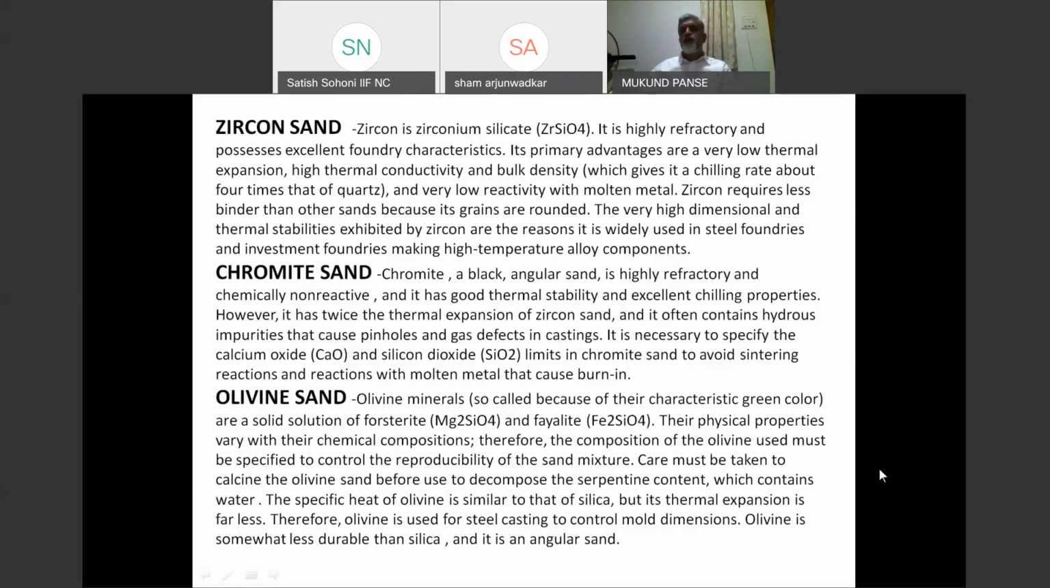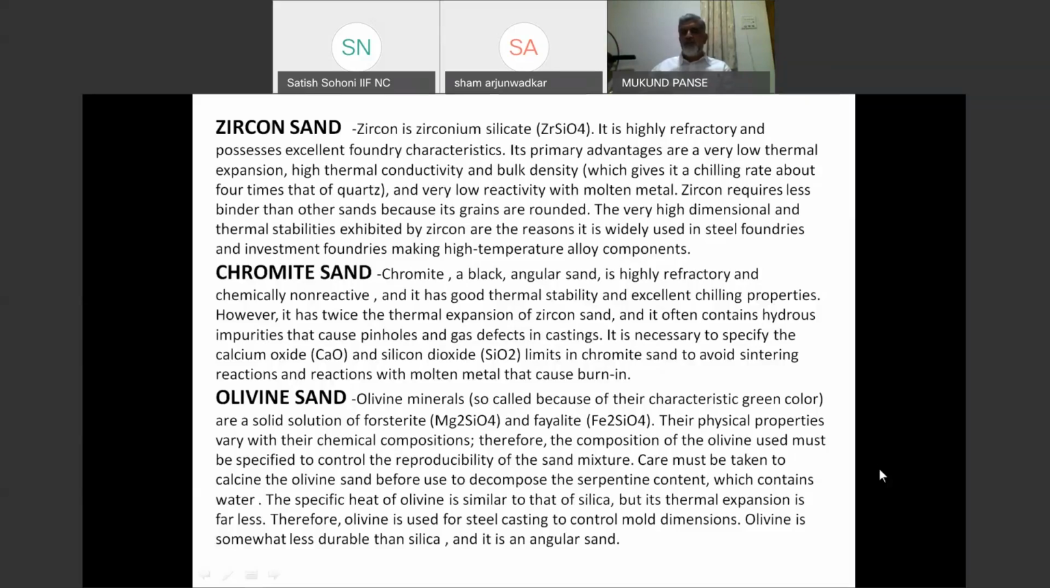You have to control the SiO2 percentage in this, because when the free SiO2 is more, it can react with chromite and iron when the metal is poured and form a solid mass, a hard fused mass.